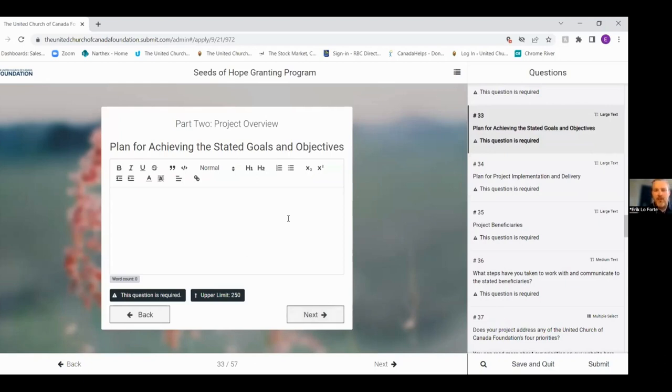Plan for achieving the goals and objectives. So the question before, you just told us what they are. How are you going to achieve them? So if my goal is to get a contractor on board to install the washrooms by the end of summer 2023, my plan for achieving that is to submit proposals to various contractors in the area. So how are you going to achieve what your goals and objectives are that you just previously mentioned?